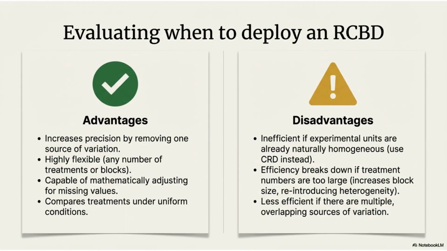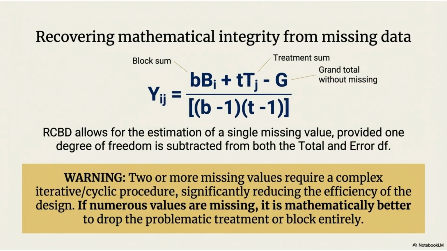RCBD is advantageous as it increases precision and is flexible, but it's inefficient if experimental units are already homogeneous or if the number of treatments is too large, reintroducing heterogeneity. RCBD can recover mathematical integrity from a single missing value by using this formula. If 2 or more values are missing, it's better to drop the problematic treatment or block entirely.